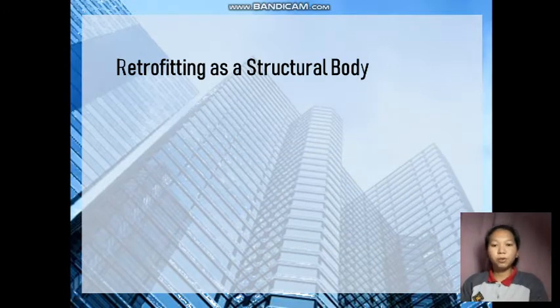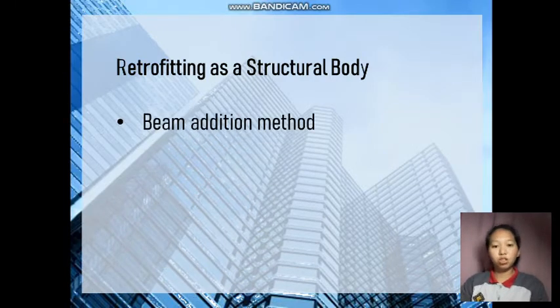So, for retrofitting of structural body, the first method is the beam addition method. So what is the beam addition method? It is adding beams between the main girders of the structure or the existing reinforced concrete deck to reduce the deck span and then restore or improve the load carrying capacity of the reinforced concrete deck.